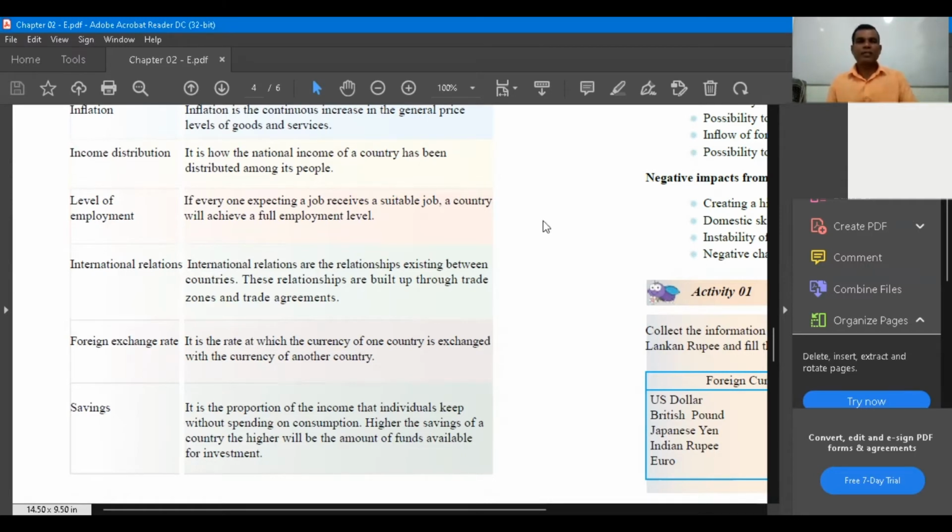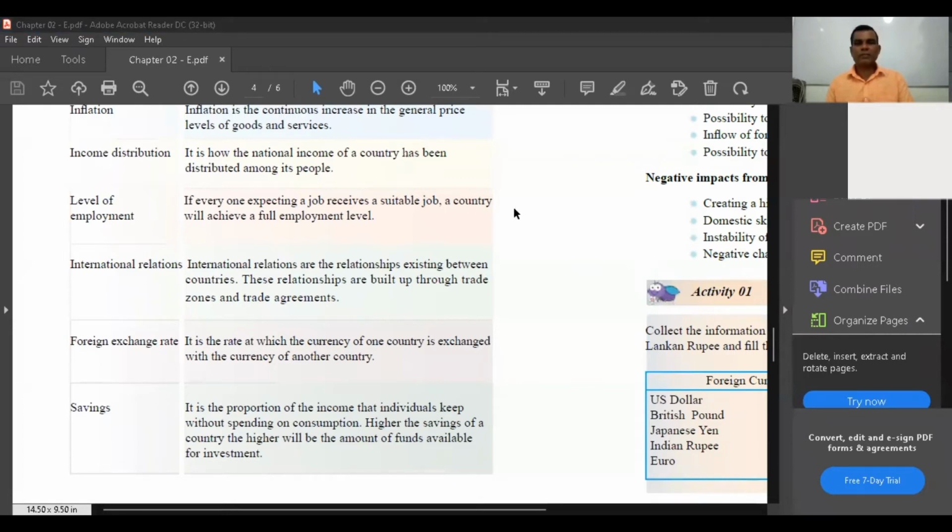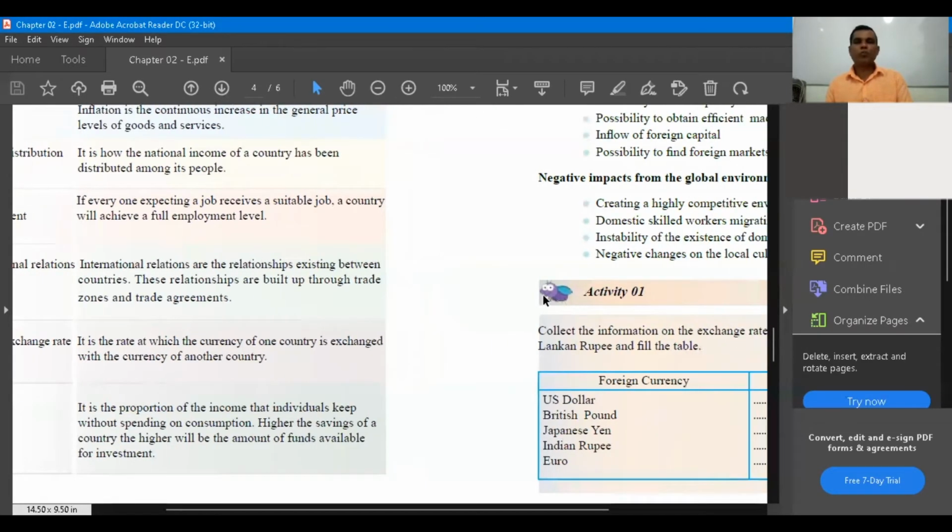Thereafter, people are able to borrow this as loans, and they are able to do business activities. So if all income of people is consumed, it creates problems. So out of earned income, a certain amount should be saved by people.